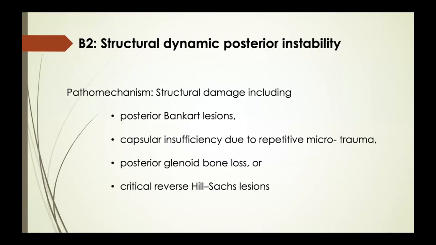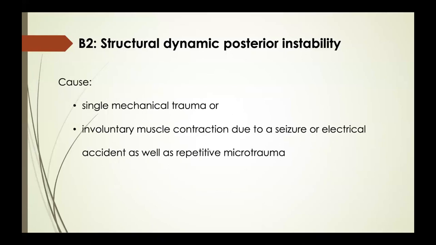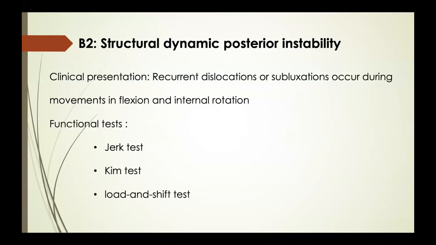And this type of instability can enhance the multifactorial combination of individual constitution of structural and functional deficiency, like I said, like hyperlaxity, glenoid cavity, and shoulder dyskinesia may also give some contribution. What might be the cause for the structural dynamic posterior instability is a single mechanical trauma or involuntary muscle contraction due to seizures and electrical accident as a repetitive microtrauma.